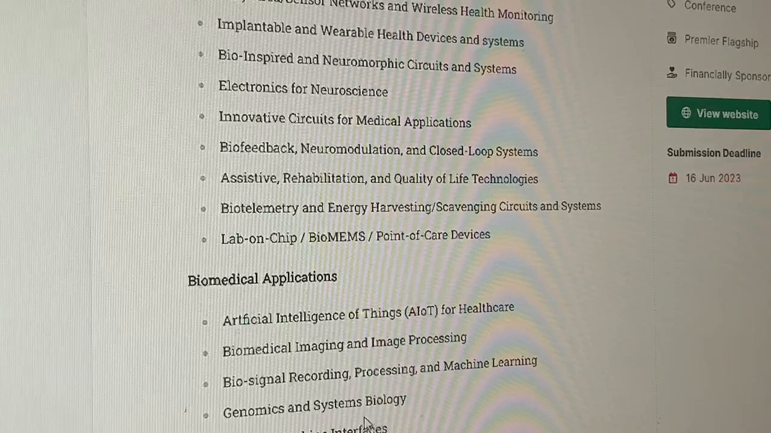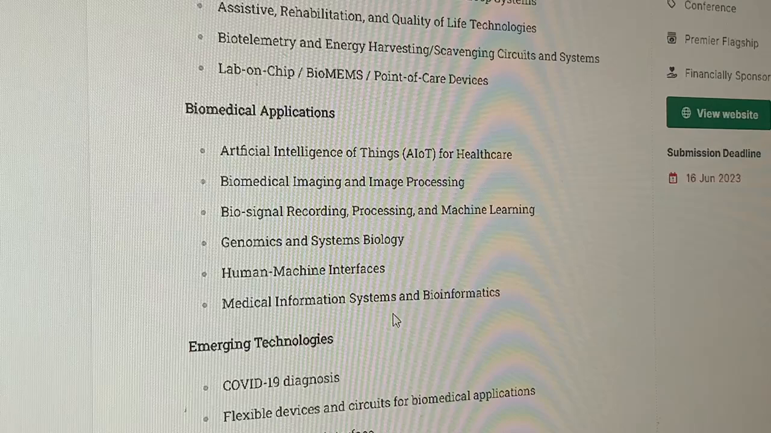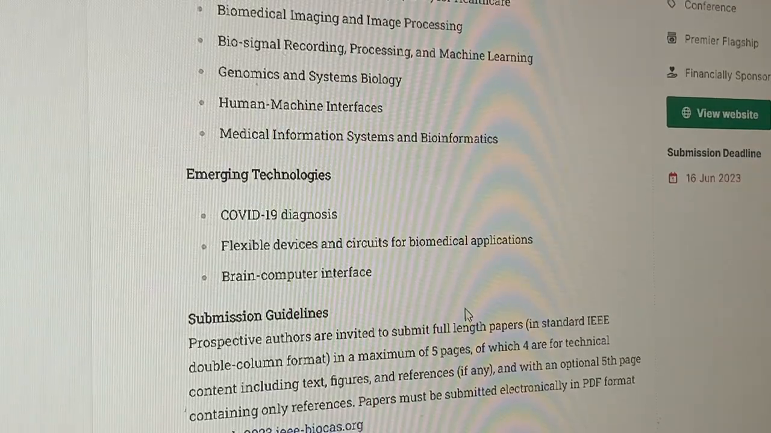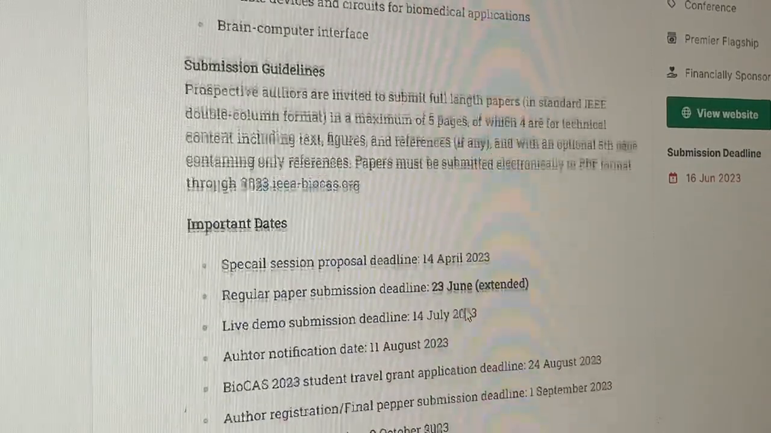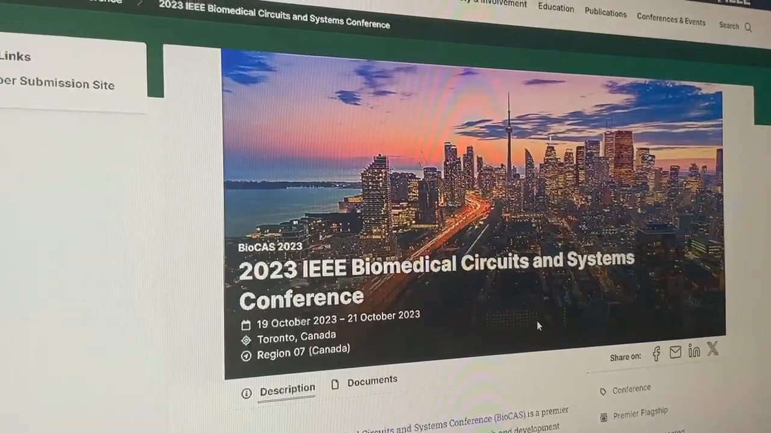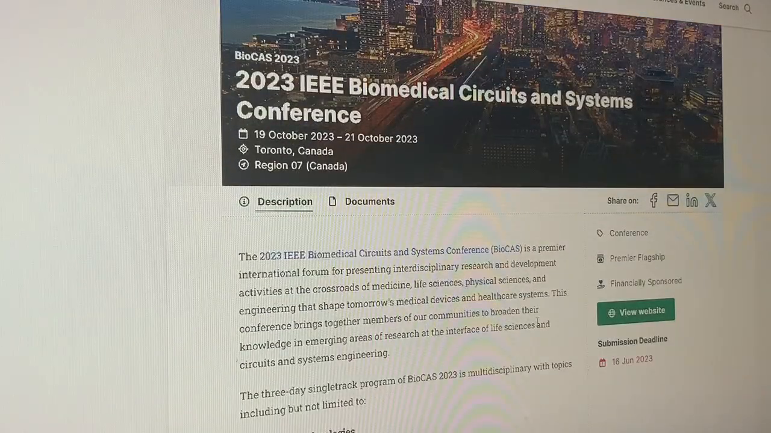Here we go again. Artificial intelligence of things for healthcare, biomedical imaging and image processing, biosignal recording processing and machine learning. Here we are, genomics. There's our omics, and systems biology, human-machine interfaces, medical information systems, and bioinformatics. Emerging technologies, flexible devices and circuits for biomedical applications and brain-computer interface. Wow, amazing. They get to go to a hotel and discuss it like adults, and those of you on the X get to lie like frauds.